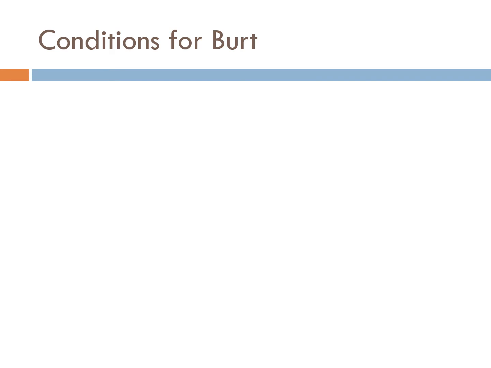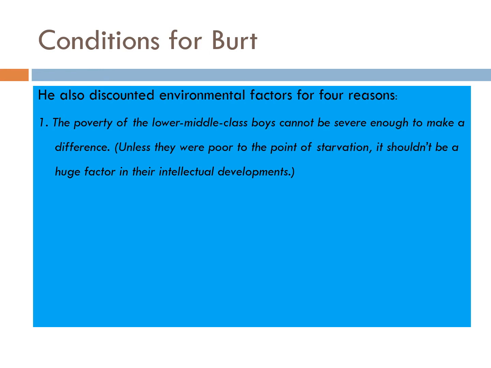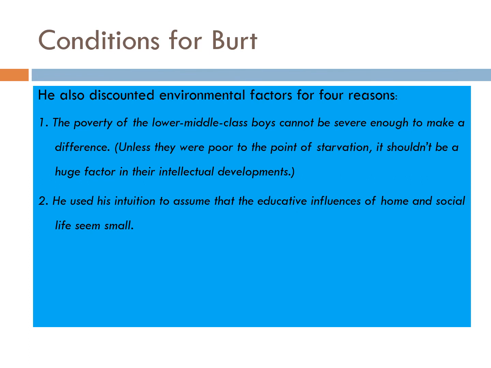So the conditions for Burt, which was really interesting, he discounted environmental factors for 4 reasons. He says that the poverty of the lower middle class boys cannot be severe enough to make a difference unless they were poor to the point of starvation. It shouldn't be a huge factor in their intellectual development.